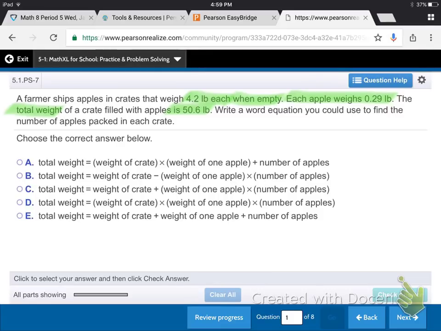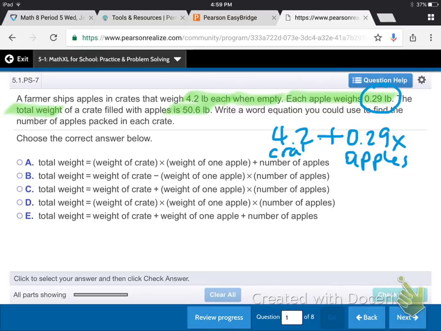when it's empty. So I'm thinking my own way through this. If we want to know how much each apple weighs, then we would have to multiply. We would have to multiply this number, this 0.29 pounds, times a variable, something like this, 0.29x. That would be the total weight of the apples. This would be all the apples. And how much the crates weigh, plus, if we go backwards, it's okay, 4.2. So that's the weight of the crates. These are the crates. These are the apples.